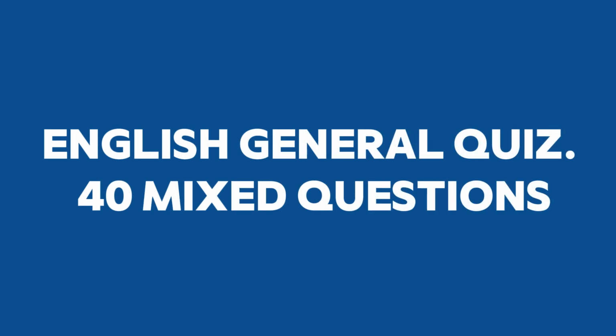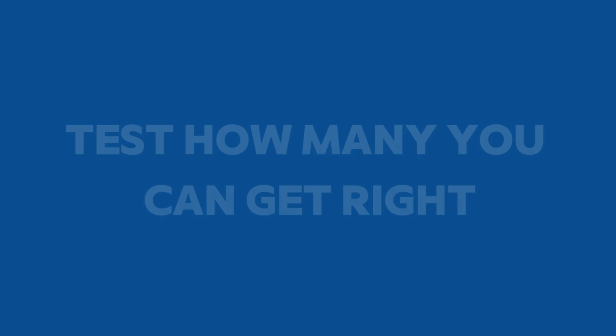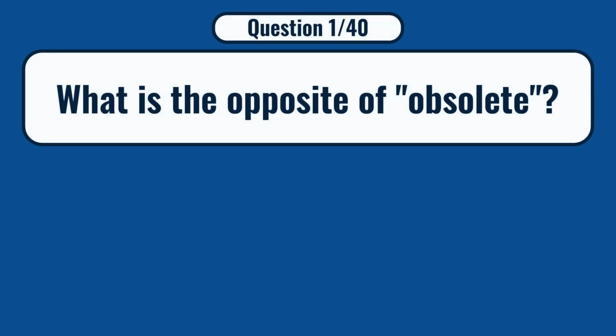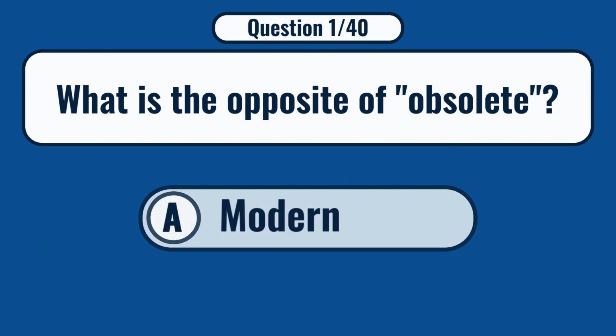English General Quiz. 40 mixed questions. Test how many you can get right. What is the opposite of obsolete? Answer A. Modern.